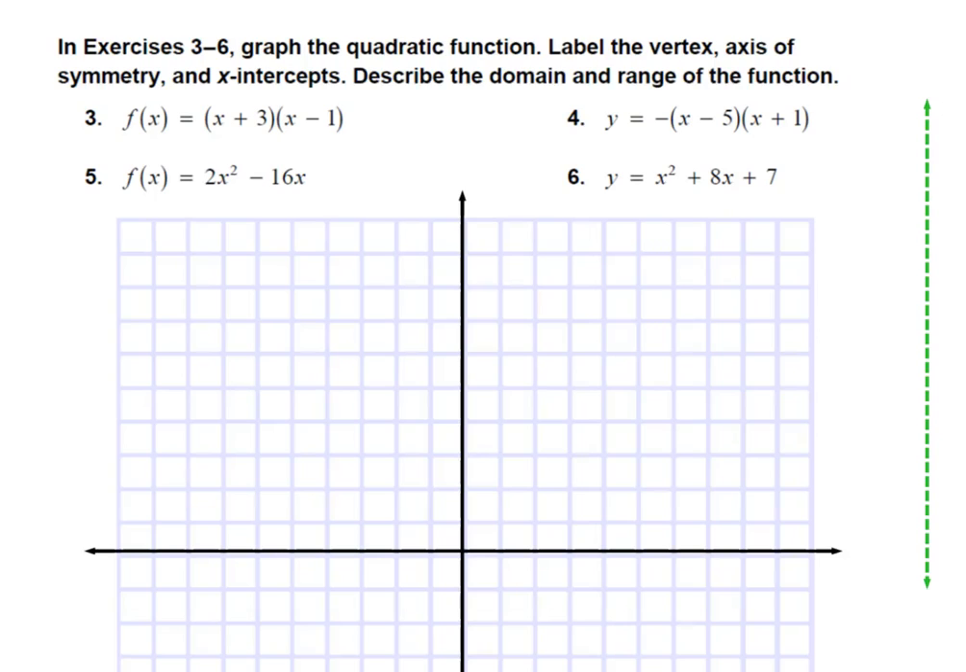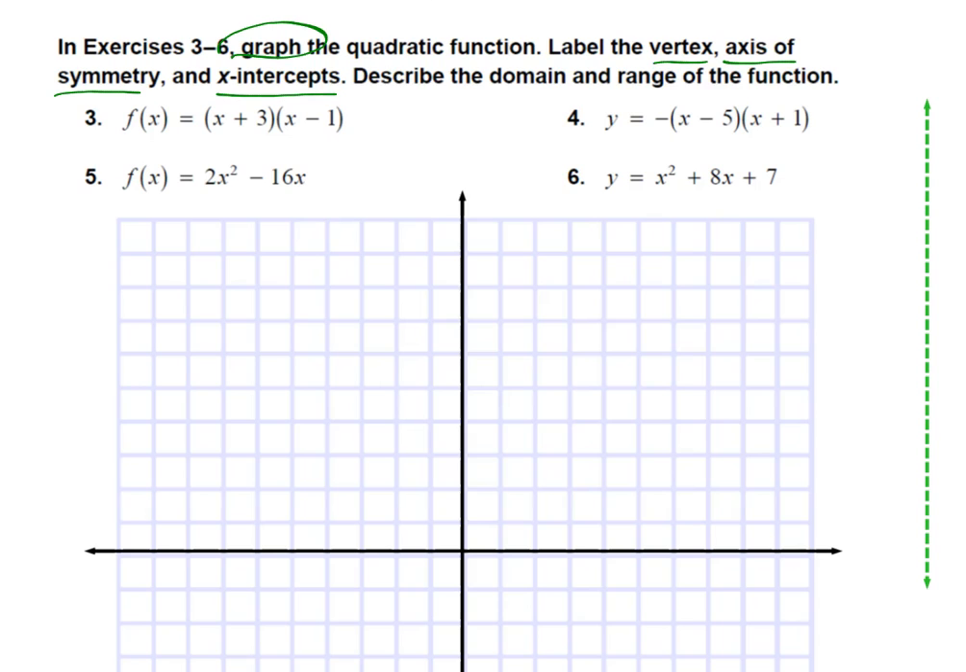In these problems, 3 through 6, it gives us several instructions. The first thing they want us to do is to graph the quadratic function. Then they want us to label several things: the vertex, the axis of symmetry, and the x-intercepts, and then they want us to describe the domain and range.